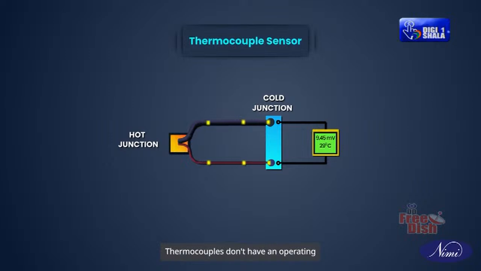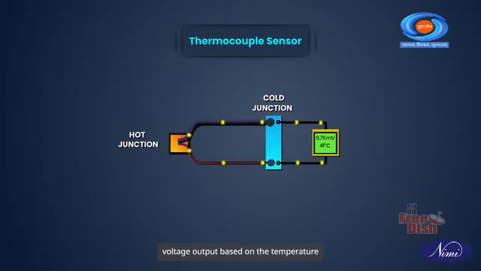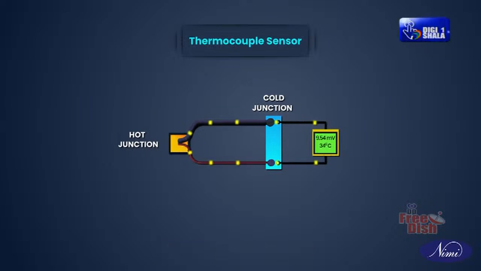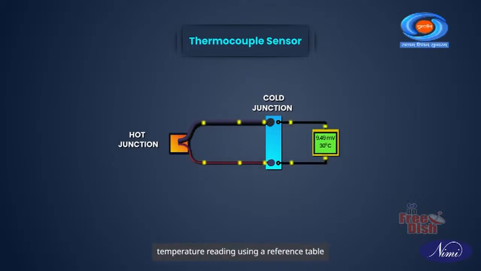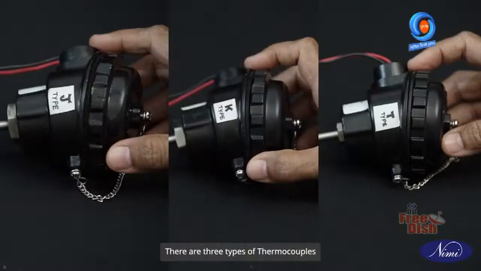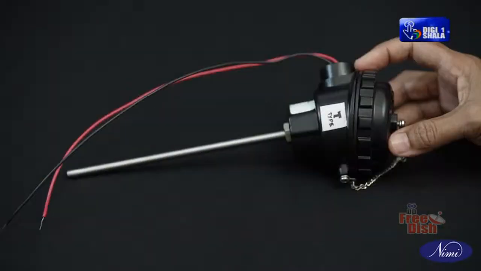Thermocouples don't have an operating voltage themselves. They generate a small voltage output based on the temperature difference between the hot and cold junctions. This voltage is measured by a temperature reader and converted to a temperature reading using a reference table. There are three types of thermocouples: Type J, Type K, and Type T.